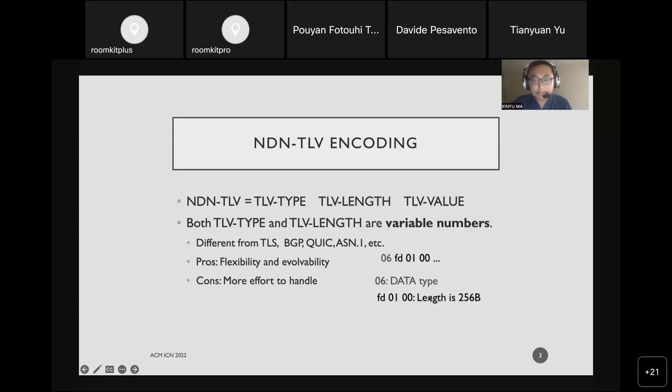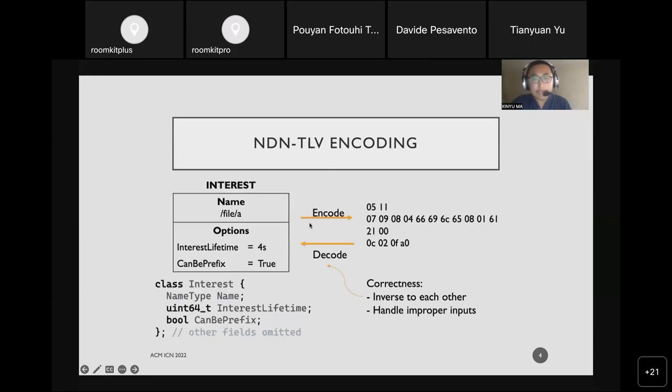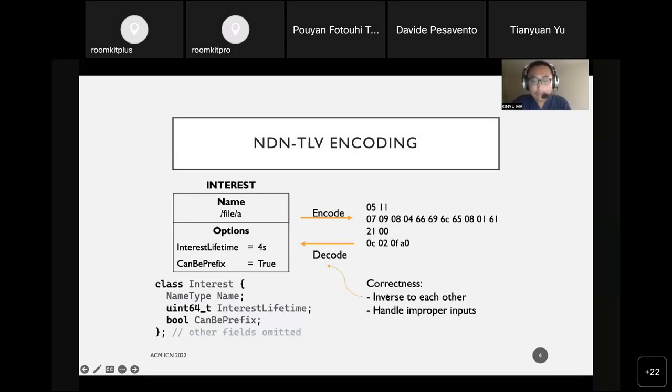The encoding and decoding are inverse to each other. The encoding is that we are given an object in the programming language, which typically can be an instance of something like a C++ class or some struct, and the encoding function will output a binary string that represents the encoded object. The decoding function does the reverse. It takes as input these encoded bytes and returns an object, an instance of the class in the language you want. Here we have some correctness requirements for this.